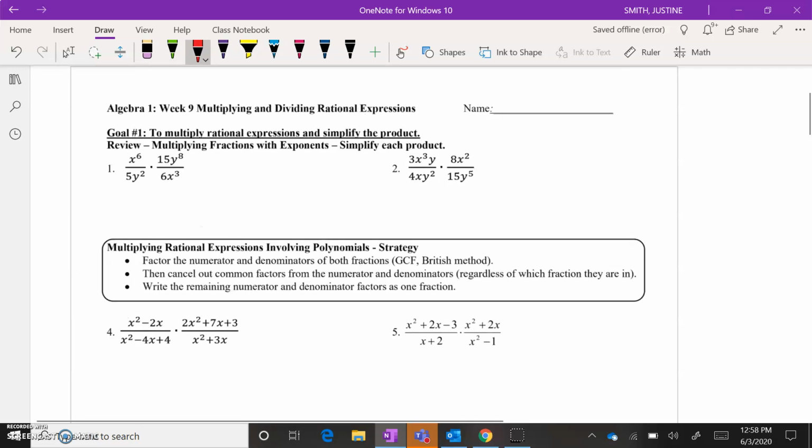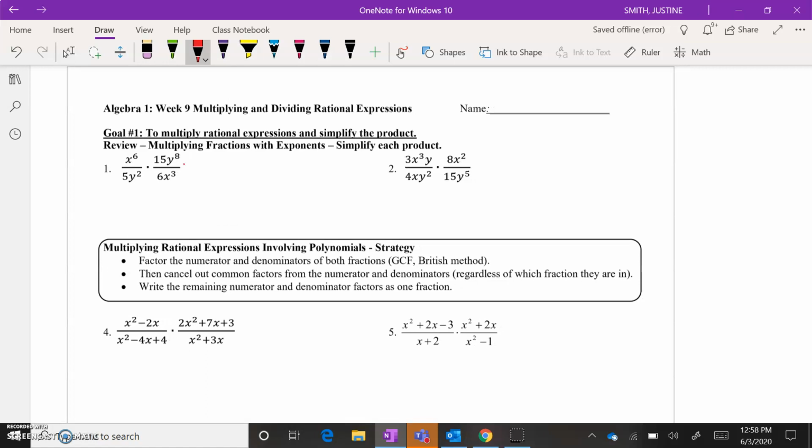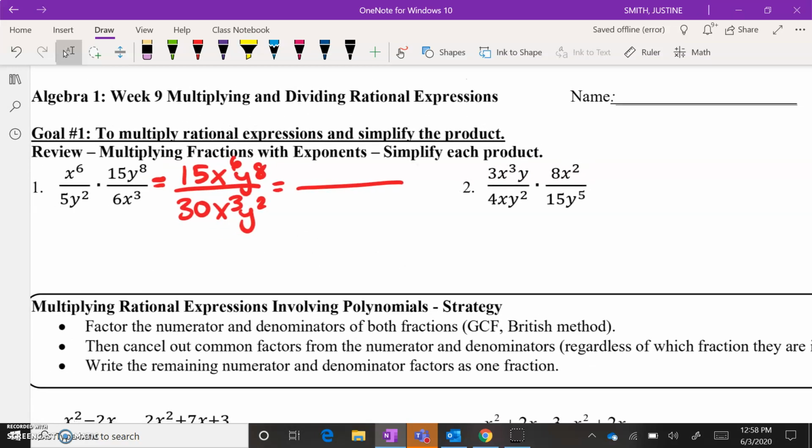So if we have number 1 here, if we were to multiply across, this would give us 15x to the 6th, y to the 8th, over 30x to the 3rd, y to the 2nd. And you want to remember what we talked about last week. The numbers, the coefficients, are just like normal fractions. So you just simplify it, okay?